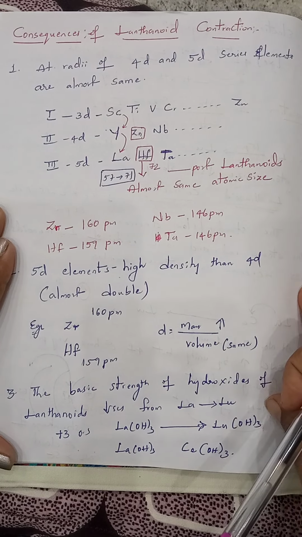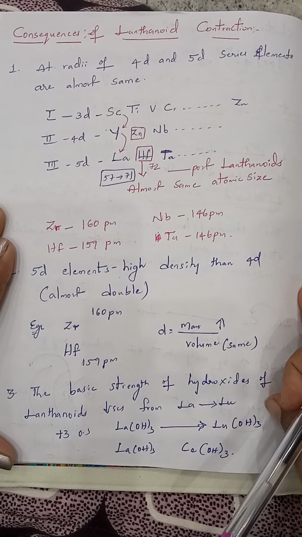If you see the first series of d block elements, that is 3d, it starts with scandium, next titanium, vanadium and so on till zinc. Whatever elements are present, those are considered as 3d series elements, which is nothing but the first series. The second series elements are known as 4d series elements. It starts with yttrium, zirconium, niobium and so on. These are the elements belonging to 4d.